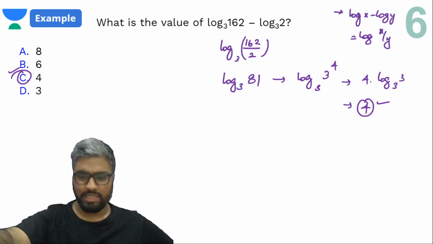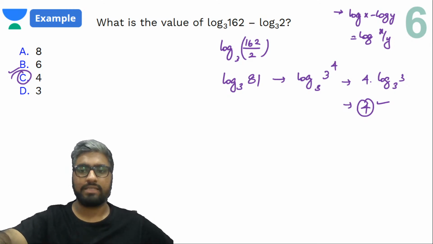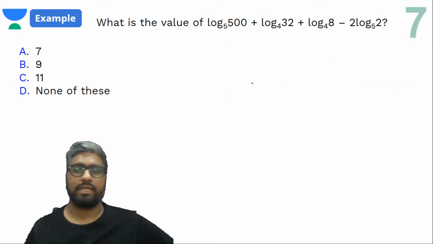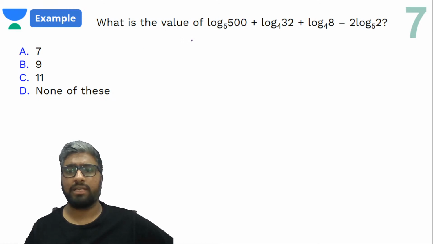Pooja Lakshmi, 3 is not the answer. Yes, 3 is not the answer. Why? Because 81 is not the cube of any number. Okay. Now let's up the game a little bit.